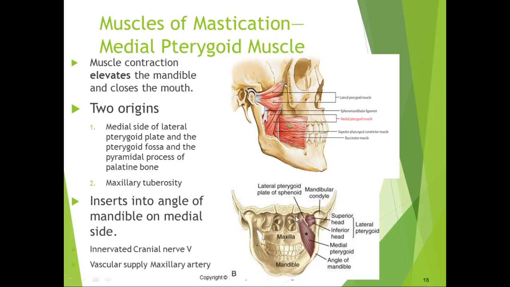So here's where it's starting, in here in the lateral pterygoid plate of the sphenoid. Here's our mandibular condyle up here, and we can see here's our superior head, there's the inferior head, and we're coming down. That's our lateral. Here's our medial coming down.